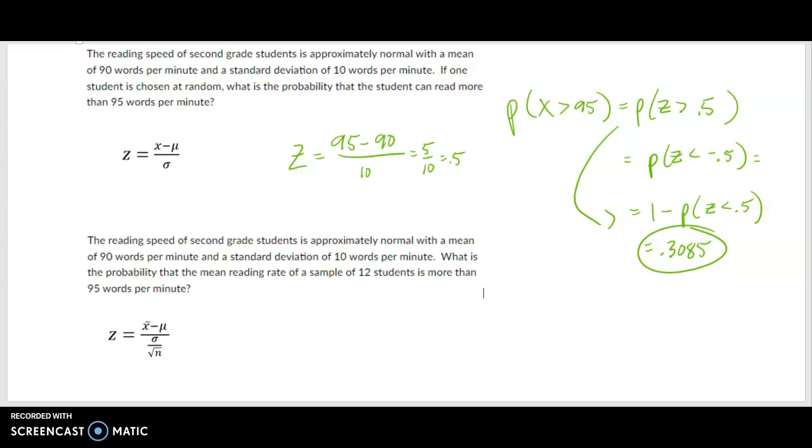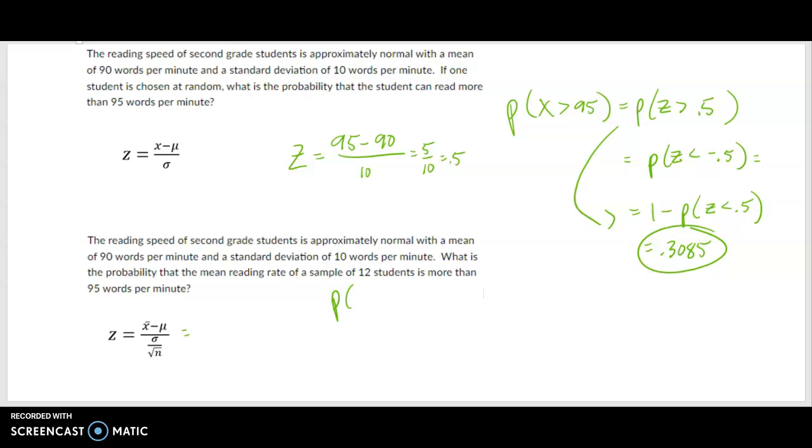I'm going to run it through the formula here, and it's still going to be 95 minus 90 up top, right? But the question is, how does that denominator differ? We're not going to divide by 10. We're going to divide by 10 over root 12, right? So it goes like this.